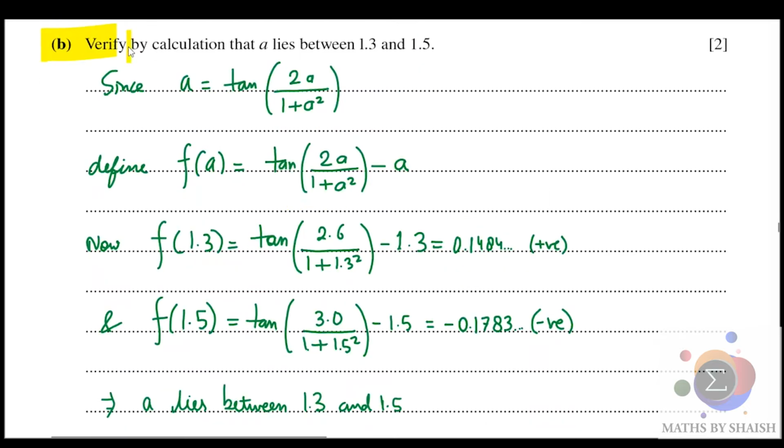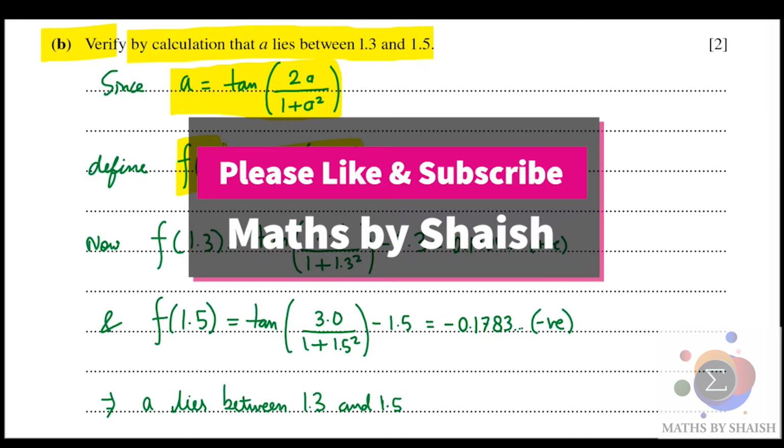For the b part, verify by calculation that a lies between 1.3 and 1.5. Since from the a part we have seen a satisfies this equation, a equals tan inverse of 2a over 1 plus a square, whenever we need to find whether the root lies between two given values, we use the sign change rule. For that, we need to first make a function. So I make f(a) equals tan inverse of 2a over 1 plus a square minus a. I have sent this a to the other side, or we can take the tan inverse of this whole thing to the left hand side also to make another function, but that's fine.